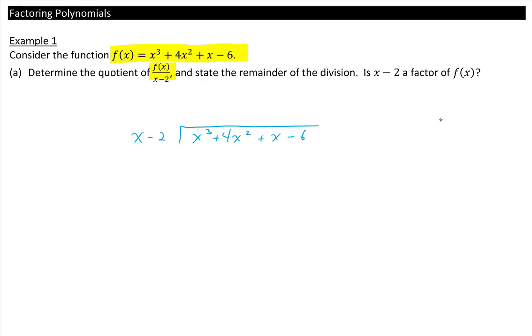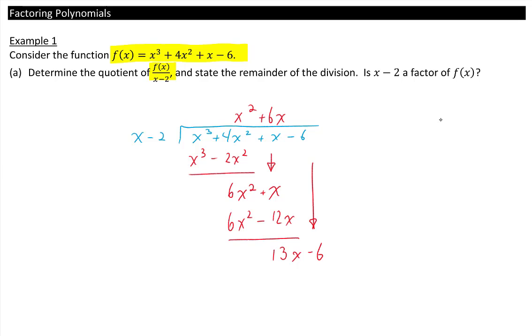To get rid of the x cubed, I'm going to multiply x minus 2 by x squared. And that gives me x cubed minus 2x squared. Subtracting, we have 6x squared. Next, we bring down the x. To get rid of the 6x squared, I'm going to multiply x minus 2 by 6x. And then finally, to get rid of the 13x, I'm going to multiply x minus 2 by 13.